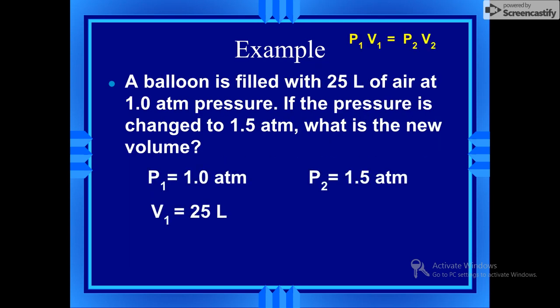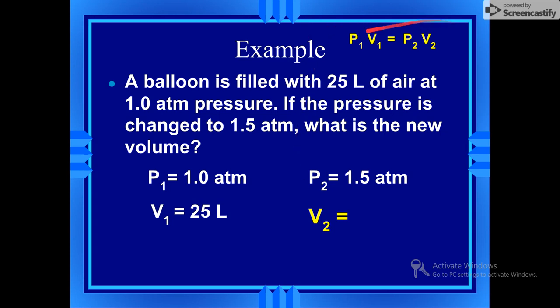Now let's write out the variables that we know. Once again, we are using the equation P1 times V1 is going to equal P2 times V2. Our initial pressure in this problem is 1 atmosphere. Then our initial volume is 25 liters. At the end of this problem, we see that our pressure has increased to 1.5 atmospheres. We're trying to find the new volume. We don't know what our V2 is.